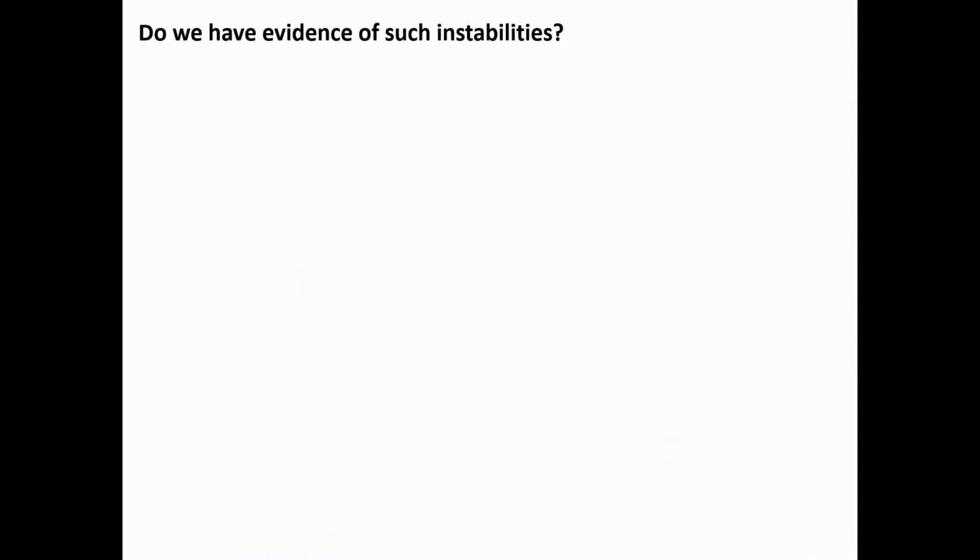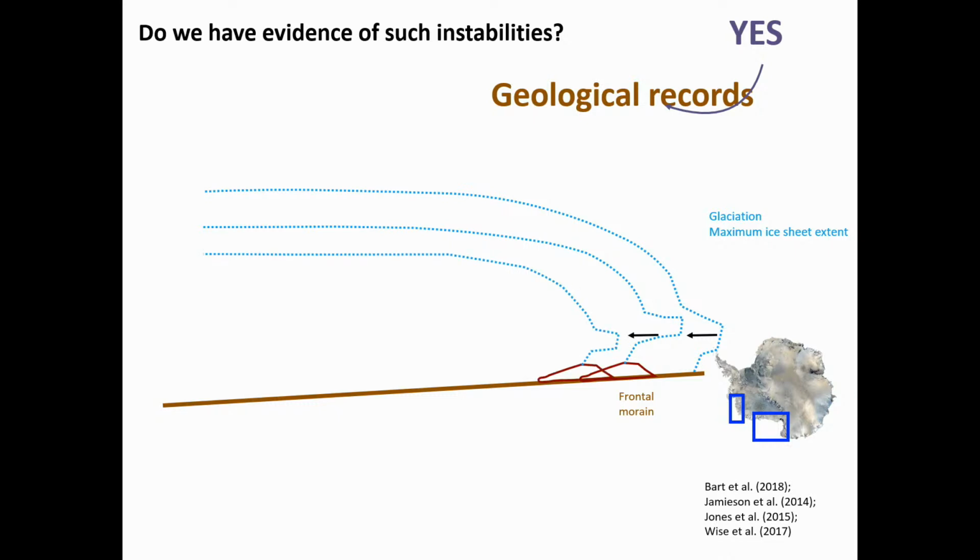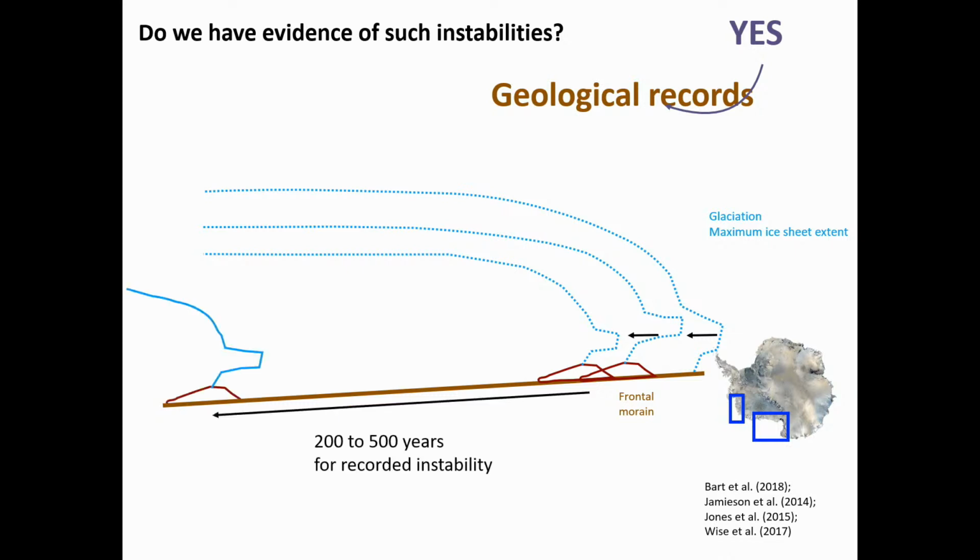So now, most of those processes we have been simulating for future projections, but do we have real evidence of such instabilities? Because of those long-term timescales, it's difficult to observe them nowadays. And the answer is yes. If we go back to geological records, for example, for what happened during the last glaciation, when the ice sheet advanced to its largest extent, while retreating, it deposited what we call frontal moraines at the grounding line, and by dating the steps during the retreat, we were able to date the duration of such instabilities to about 2 to 5 centuries.